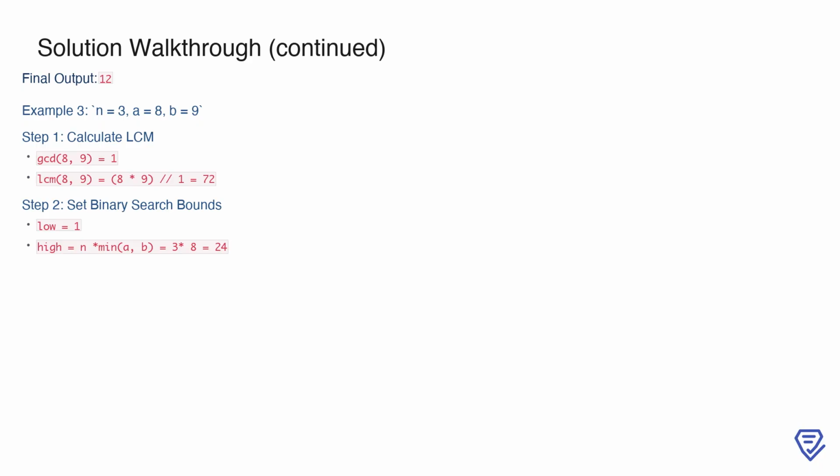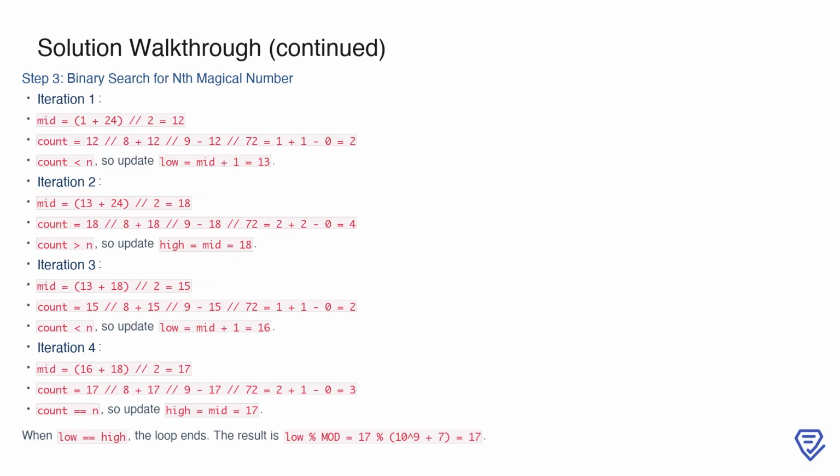The lower bound starts at 1, and the upper bound is computed as n times the smaller of A and B. Here, it's 3 times 8, resulting in an upper bound of 24. Using binary search, we proceed to find the nth magical number.